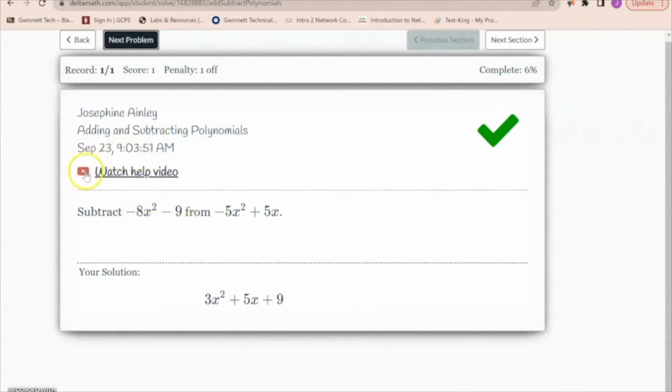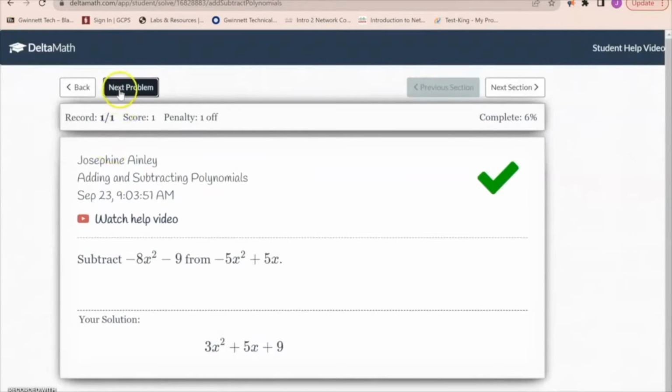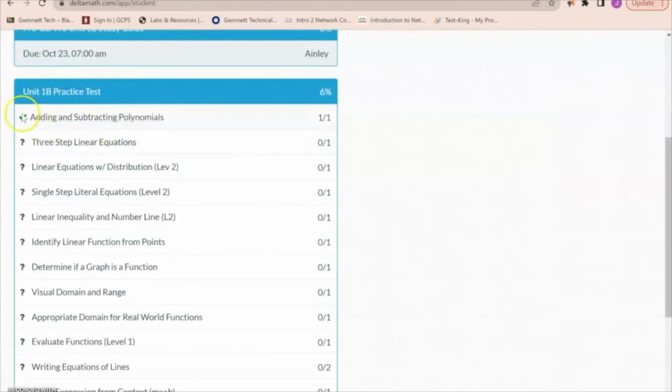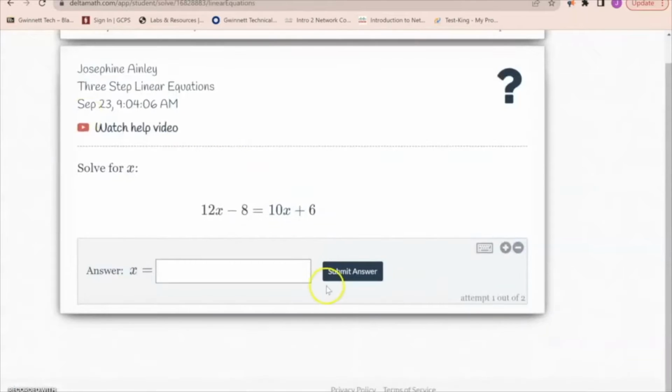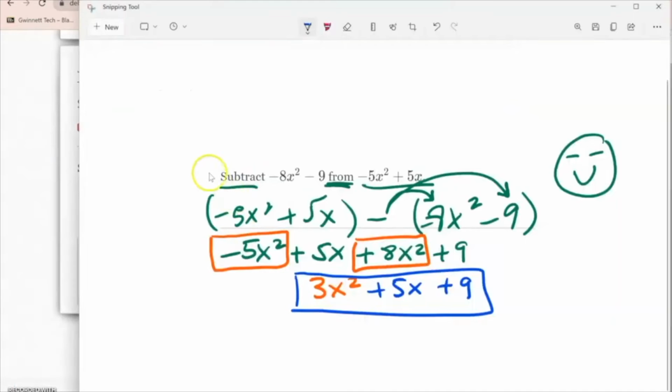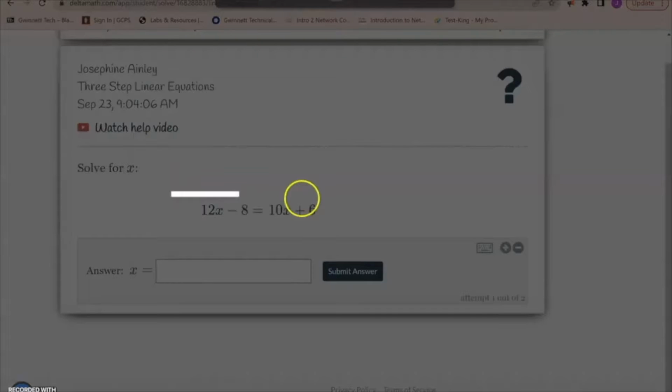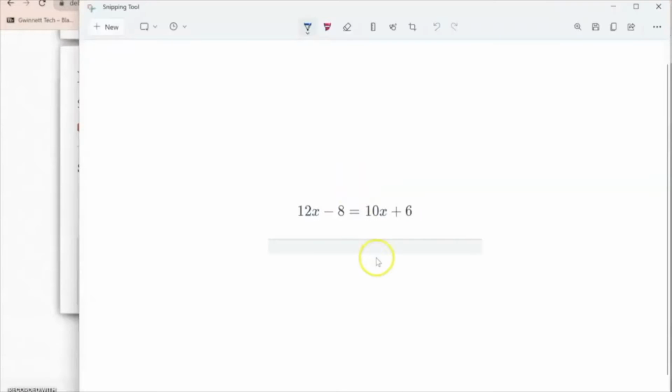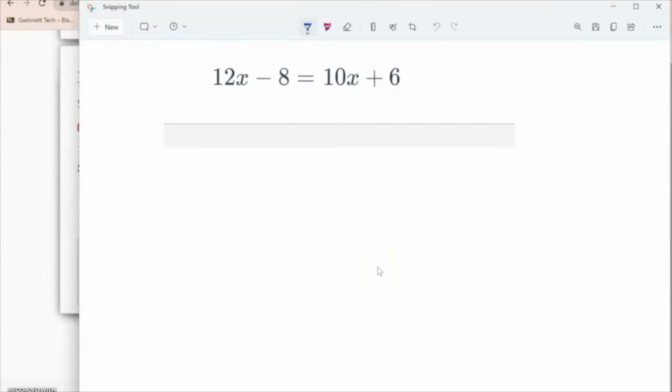All right, so if you got that question wrong, or you don't understand my explanation, you can click right underneath the date, watch help video, and they'll do more than the one example that I just did. But I'm going to go on to the next problem. So I wrote my work in that first box, and I'm going on to 3-step linear equations. So once again, you copy your question down. All right, I'm doing a 3-step linear equation.